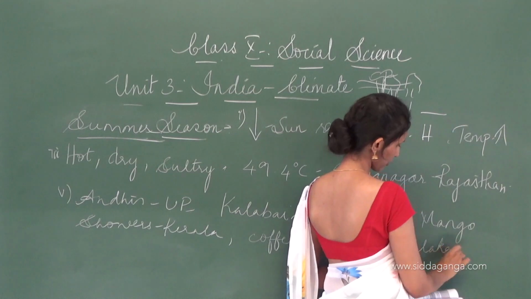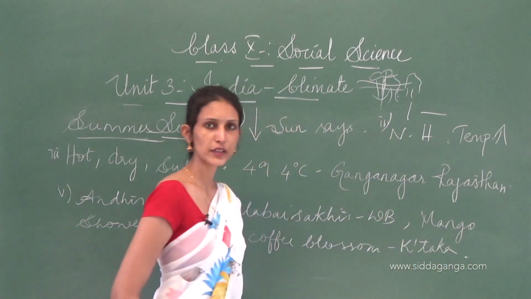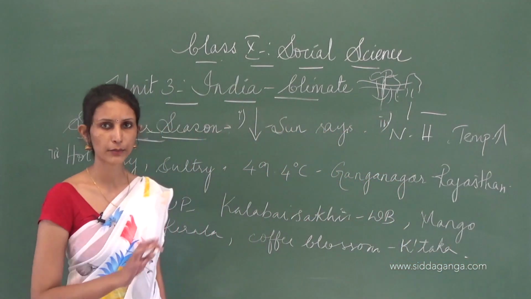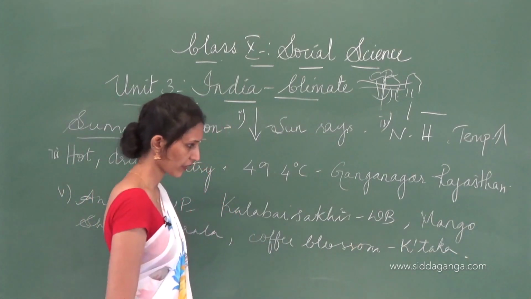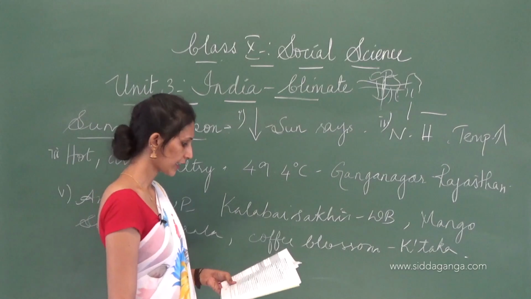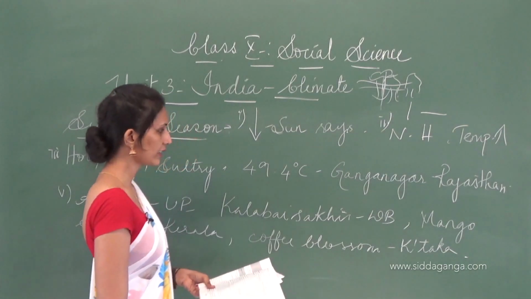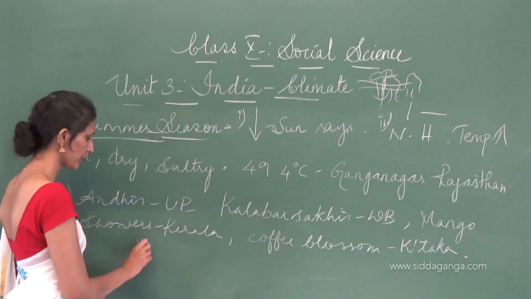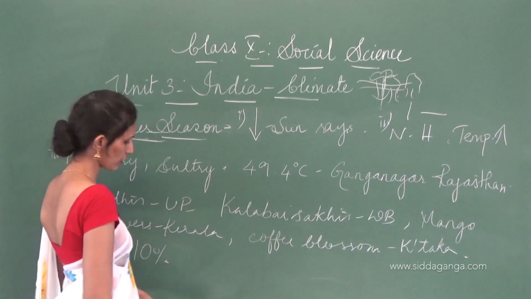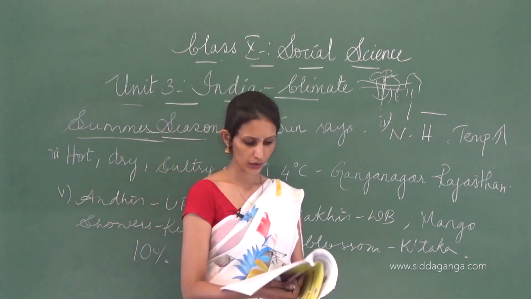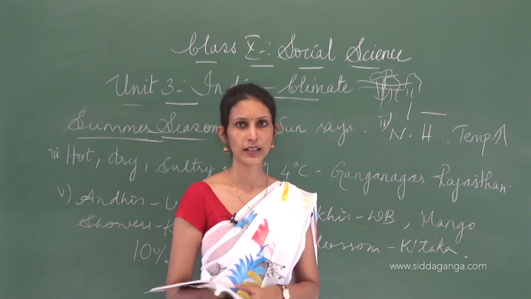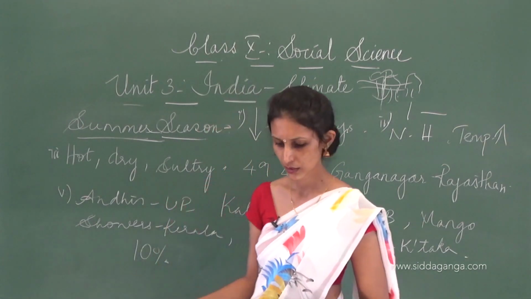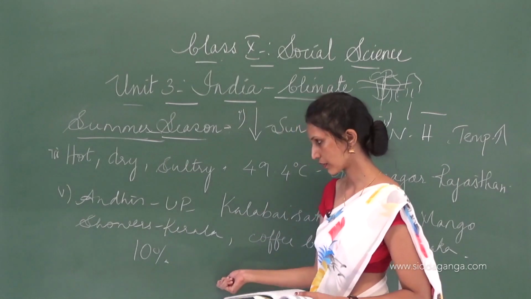Coffee blossom in Karnataka. Mango showers help in the growth of the mango crop there. Coffee blossom is because of the coffee plantation in Karnataka. So at this time, India receives only 10% of the annual rainfall. How much was it in the winter season? 2%. This is 10%. So that's how you remember it, okay?